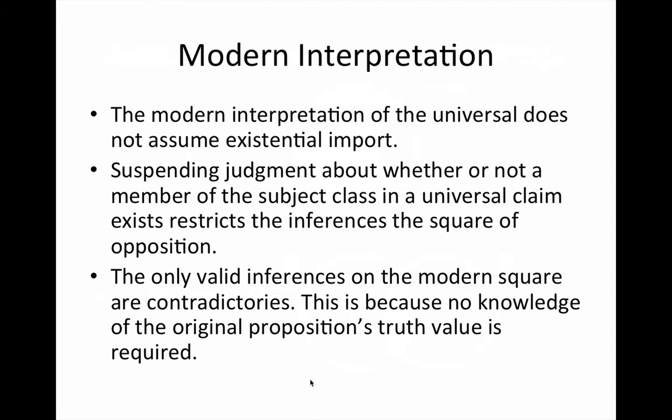The modern interpretation of the universal suspends judgment about existential import. In other words, the modern interpretation does not assume that there is at least one member of the subject class. So that severely restricts the number of inferences that can be made around the square of opposition. In fact, the only inferences that are valid on the modern interpretation of the square are contradictories.